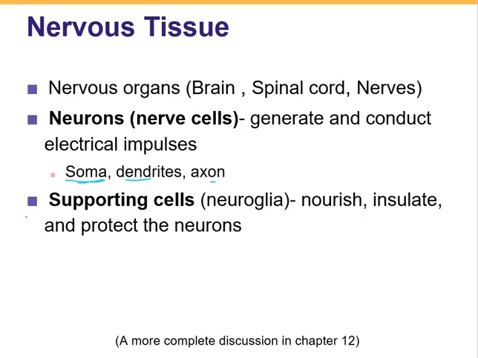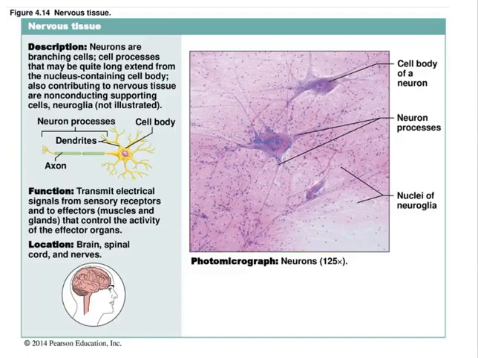We have different types of glial cells found in our central nervous system and peripheral nervous system. And again, we are going to study the nervous tissue in detail in the nervous system chapter. Just know this general information about the nervous tissue. And now let's take a look at the nervous tissue under microscope.